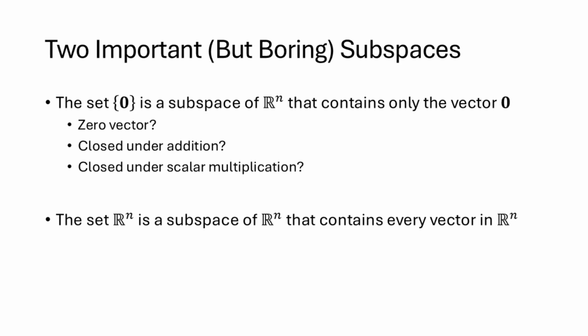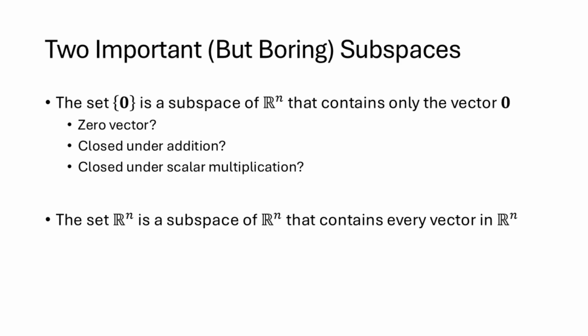It's closed under addition because if I take two elements out of this set, the only thing I can do is take the zero vector twice, and when I take the zero vector plus the zero vector, I get the zero vector. And it's closed under scalar multiplication because if I take a vector out of this set, that vector must be the zero vector, and it doesn't matter what scalar I multiply that by, I'll get the zero vector as a result.